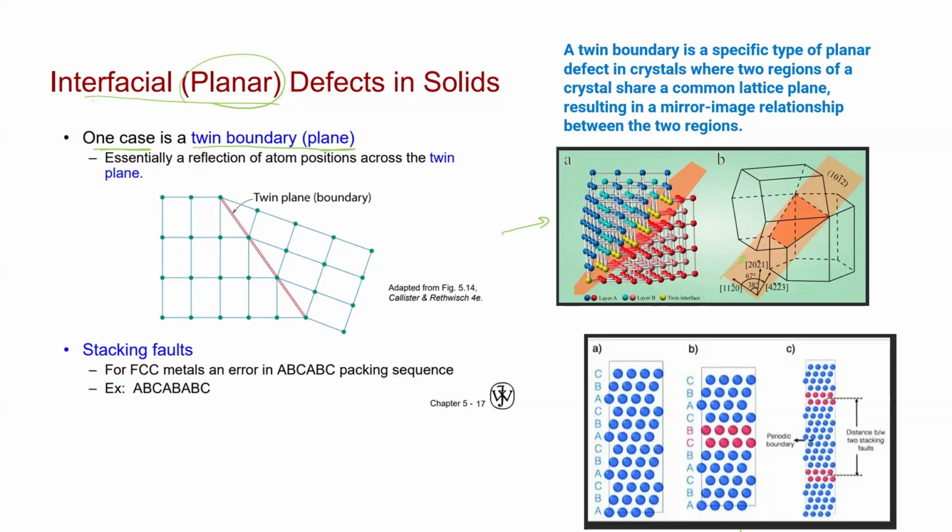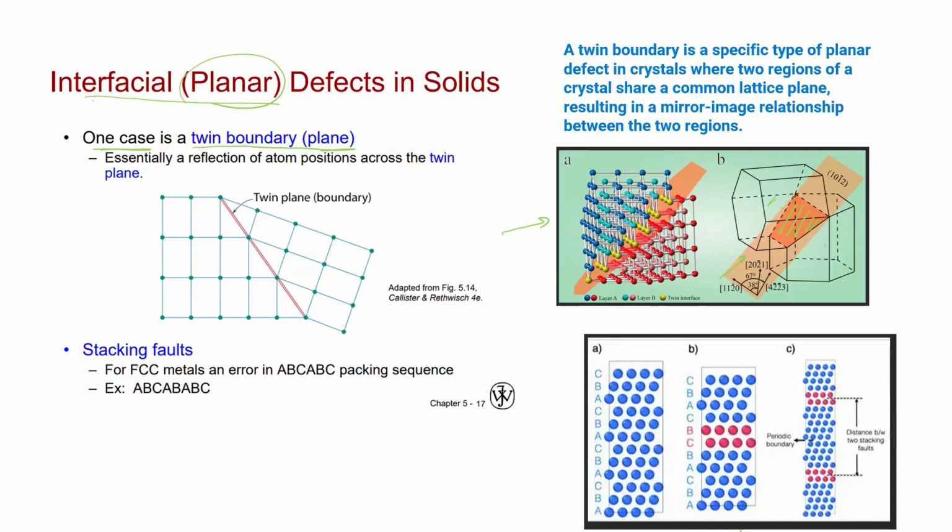So here, a twin boundary is a specific type of plane defect in crystals where two regions of the crystal share a common lattice plane. So you can see there's a common lattice plane here, resulting in a mirror image relationship. They are on opposite sides between the two regions. So you can see the two regions have opposite properties. That kind of case we call the twin boundary.